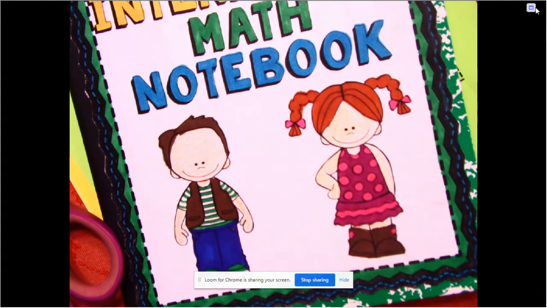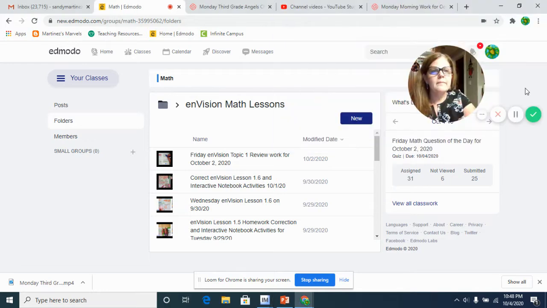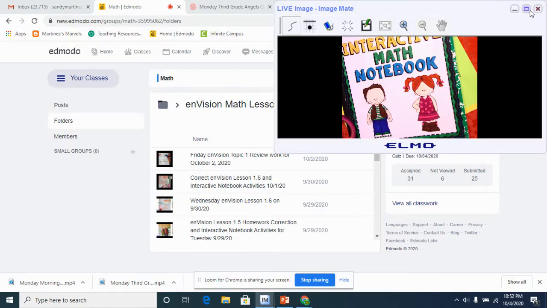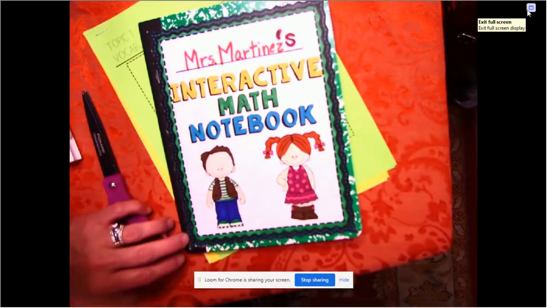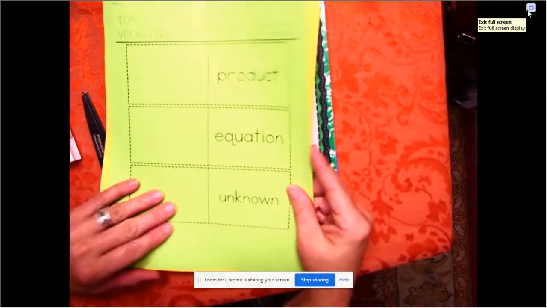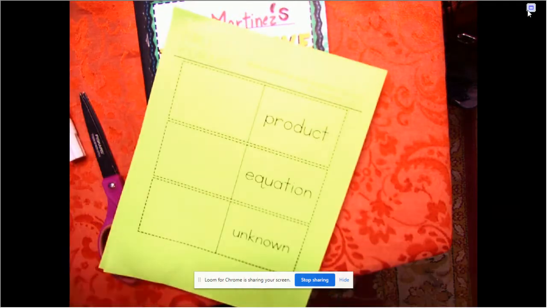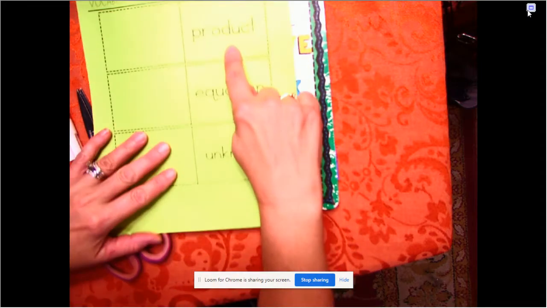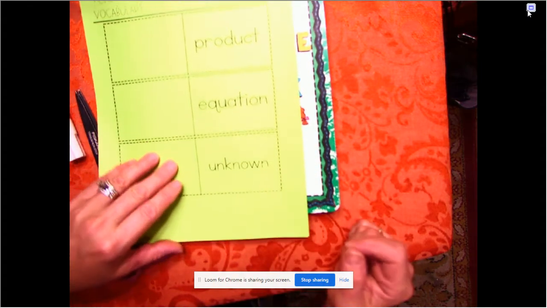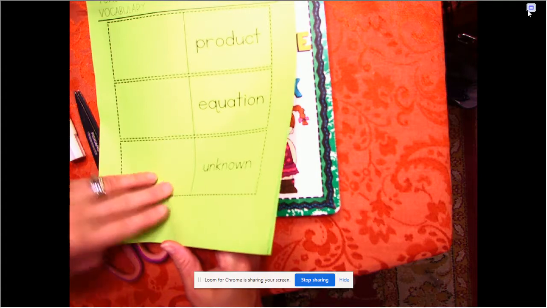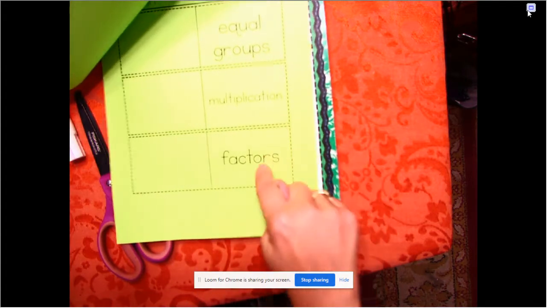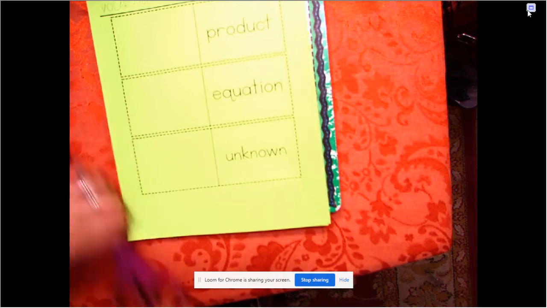Let's go ahead and get that started here. All right, so we are going to grab the papers that are stapled together, and they look green. So there's 2 that are green and 2 that are yellow, should be anyway. Those are the colors. We're going to grab the ones that say product, equation, unknown, and equal groups, multiplication, and factors. Okay. So those are the ones we're going to grab.